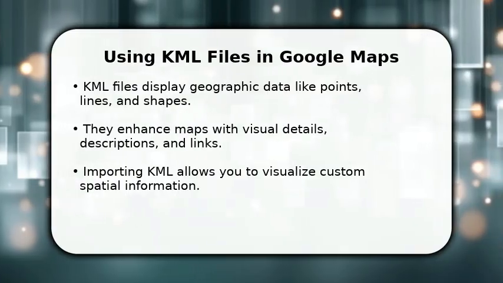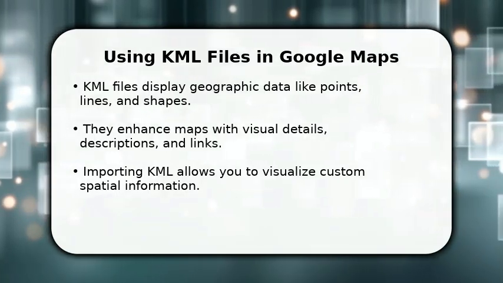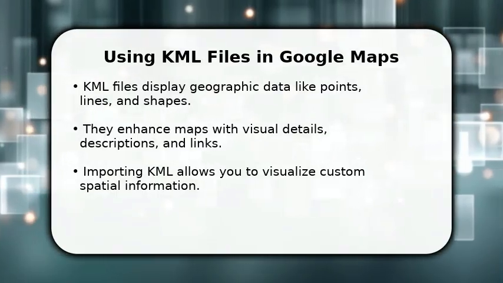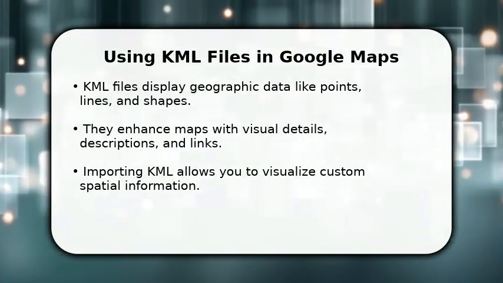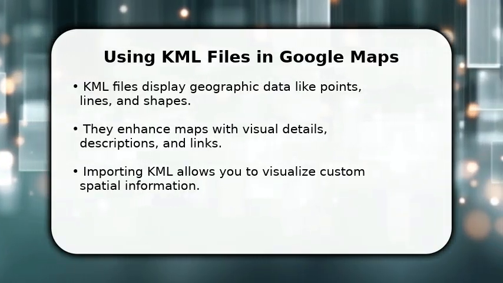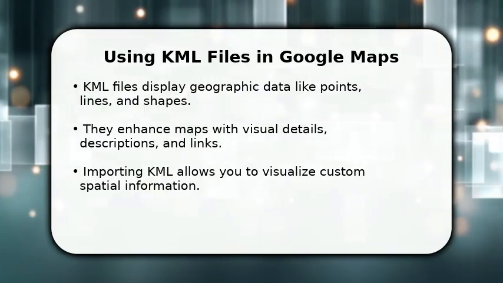In this video, I will explain how to use KML files in Google Maps. KML, or Keyhole Markup Language, is a file format used to display geographic data. These files can contain points, lines, and polygons, making your maps much more informative. They also allow for rich visual details, descriptions, and even links.